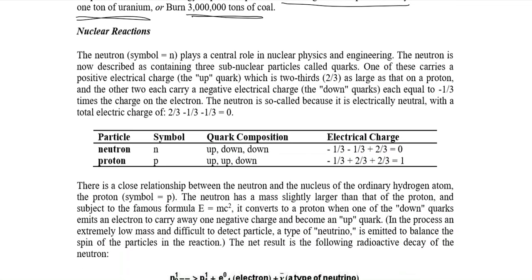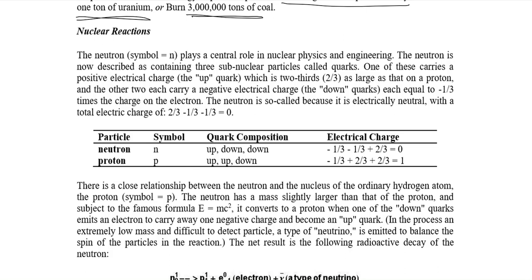And what is actually a nuclear reaction? In a nuclear reaction, the neutron plays an important role. The neutron itself is comprised of different quarks. They are subnuclear particles, we call them. One of these carries positive charge, which we call an up quark, which is 2/3 as large as the proton charge, while the other one carries negative charge, which we call a down quark, which is equal to 1/3 of the charge of the electron.